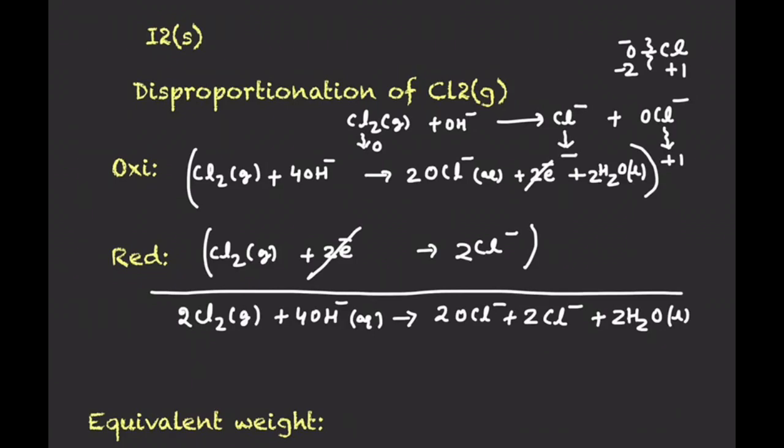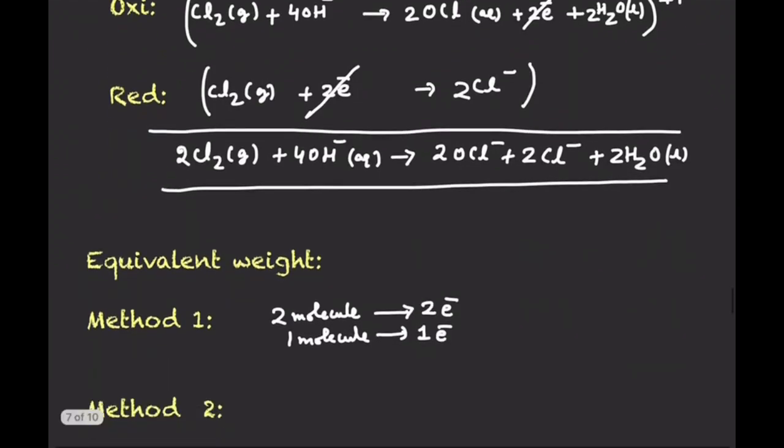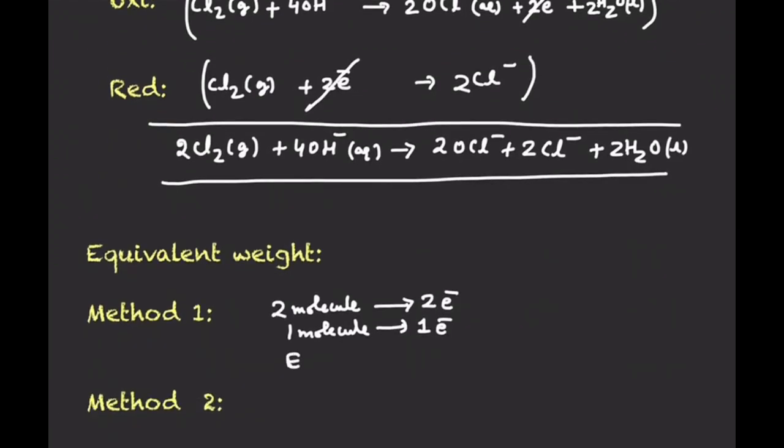We can calculate the equivalent weight of chlorine gas by 2 methods. If we calculate the equivalent weight of chlorine by method 1, in the overall balanced reaction 2 molecules are participating, and in the overall reaction 2 electrons are participating. For 1 molecule the number of electrons involved will be 1. From here we can say that the equivalent weight of chlorine is equal to the molecular weight of chlorine, which is 71, divided by X factor 1. So we get the equivalent weight as 71.